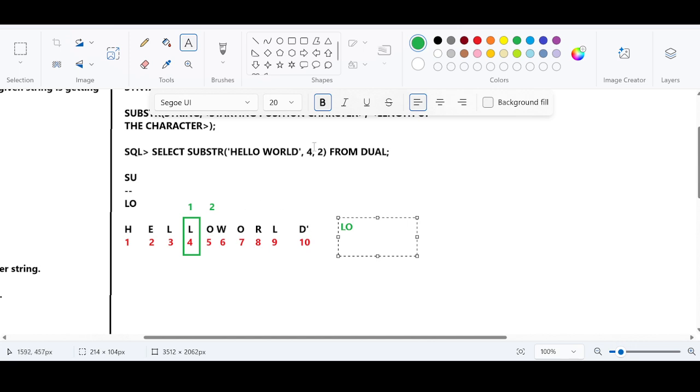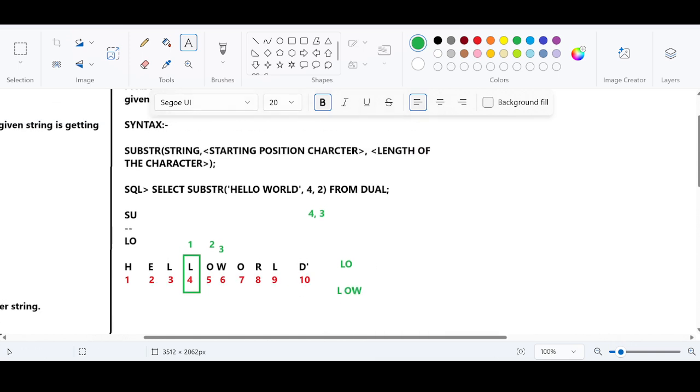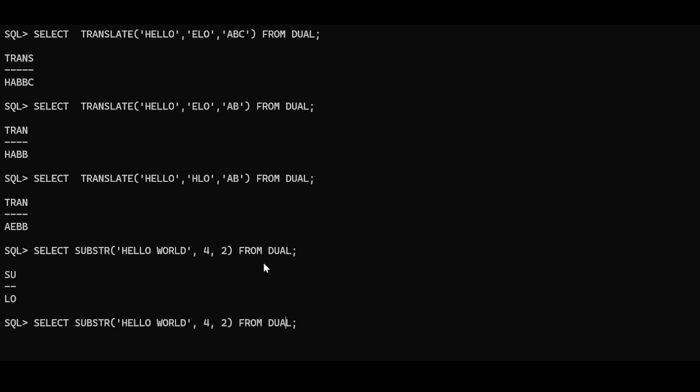And if you do the same thing from the fourth position, consider 3 characters, what would be the answer? From the fourth position, it's L. Consider the 3 characters. 3 characters means 1, 2, 3. So you will consider LOW. Right. So this is how you are going to extract the substring by using the substring method.